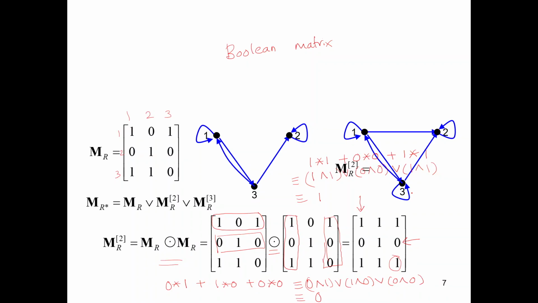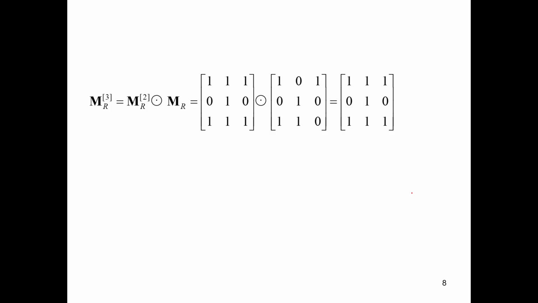Now make a note of this. So we have MR square and we have MR. Next we'll calculate MR cube, which is MR square into MR. Again, the same exact matrix multiplication. You know how matrix multiplication is done, so I'm not going into the depth of it.